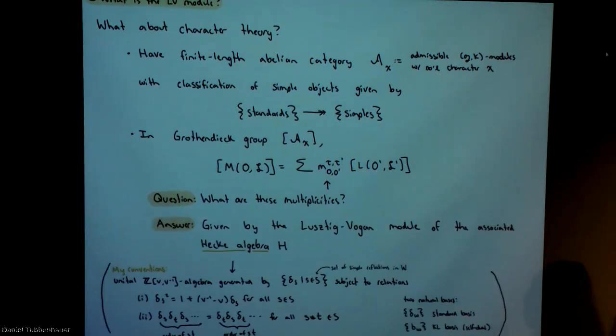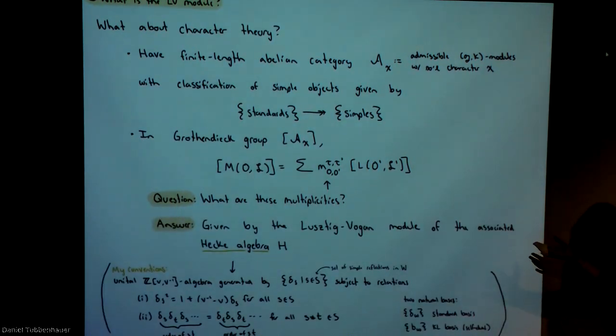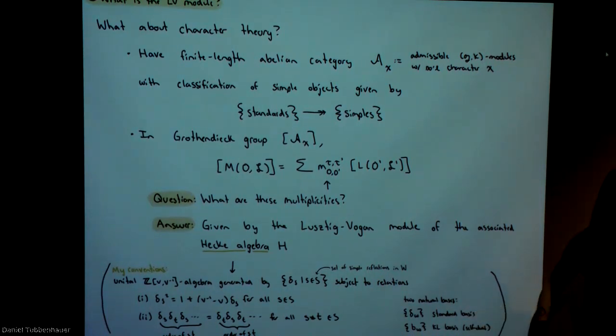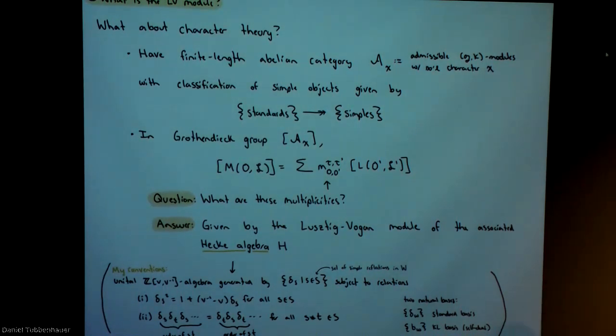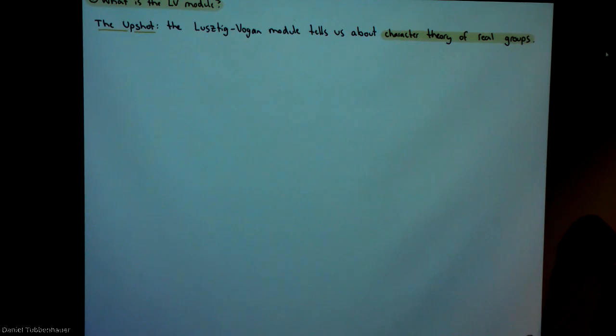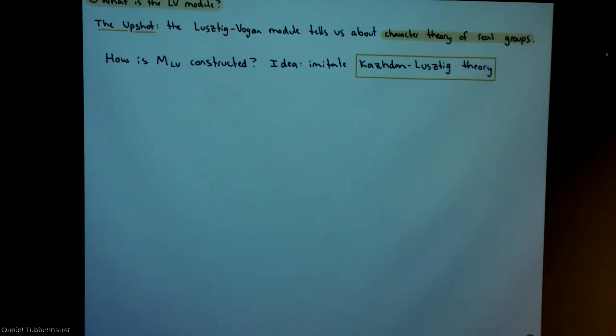And the answer here is that they're given by the Lusztig-Vogan module. So this certain module for the Hecke algebra exactly answers this multiplicity question. And down here, I just wrote my Hecke algebra conventions. So if you see symbols show up later in the talk, delta S is my standard basis, BW is my Kazhdan-Lusztig basis. Okay, so the upshot of what I've told you so far is that the Lusztig-Vogan module tells us something about the character theory of real groups. But I haven't actually told you what it is. So I'll do a brief overview of how we construct this module. And the idea behind its construction is to imitate Kazhdan-Lusztig theory.